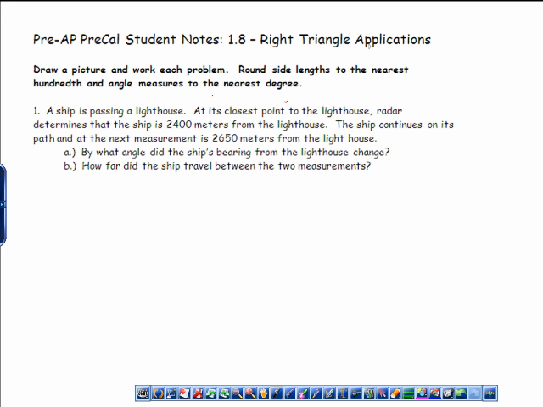It says draw a picture and work each problem. Round side lengths to the nearest hundredth and angle measures to the nearest degree. So that's kind of what we're used to already. We'll have to keep that in mind as we work along.